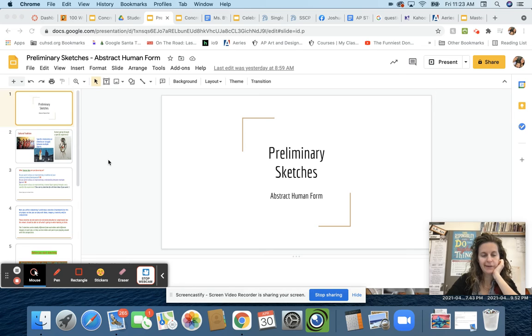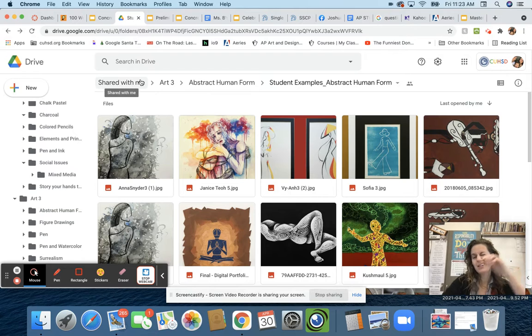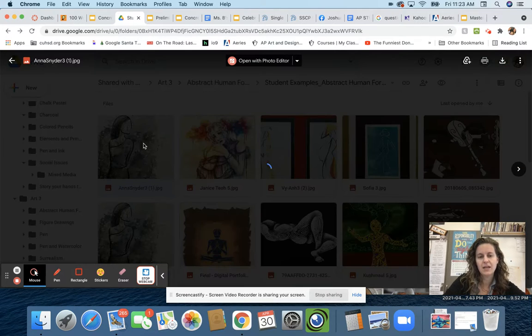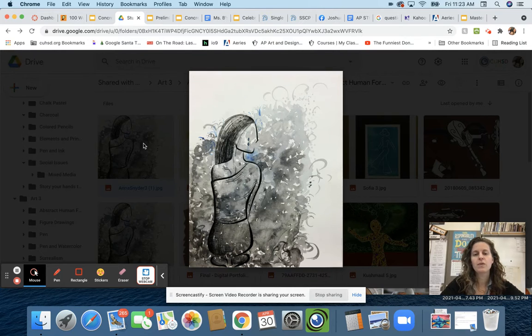Okay, art three. Let's get ready to do some preliminary sketches on your abstract human form project. Now, it might be helpful for us to take a look at some examples like we've taken a look at a little bit in the past. And just remember that there's all kinds of different levels of the meaning of the word abstract, especially in art. And so the level of abstract we're going to go with is just the idea that we still maintain the idea of what we're seeing.